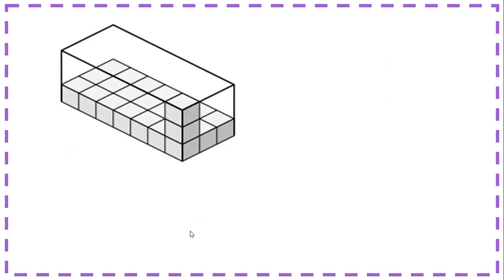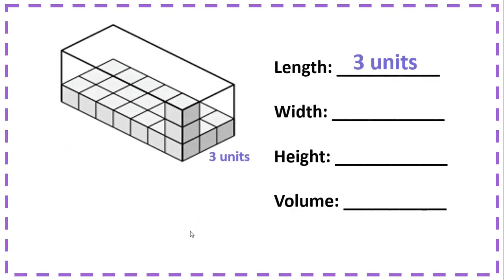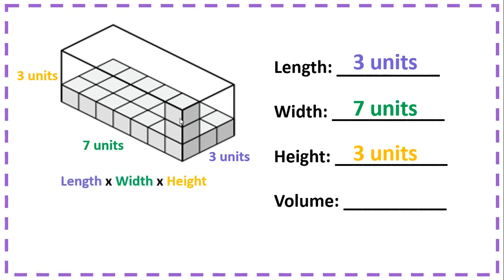Finally, here's another rectangular prism. The length is 3 units, 1, 2, 3. The width is 7 units, 1, 2, 3, 4, 5, 6, 7. The height is 3 units, 1, 2, 3. We can multiply length times width times height to find the volume. The length is 3 units, the width is 7 units, and the height is 3 units.